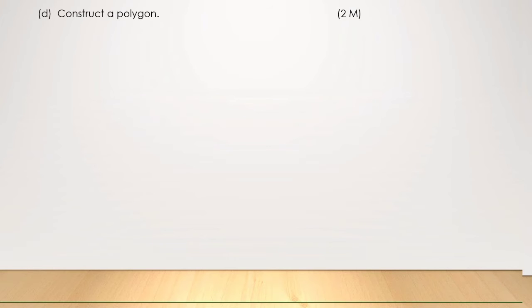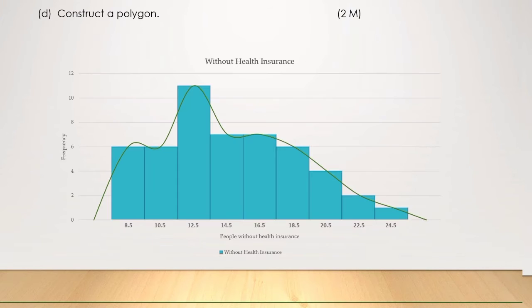Let's look at the next question. Construct a polygon. A polygon is actually quite easy. This is our previous histogram. You just need to plot the middle point of each bar and draw a line through them. So this will be the center: center of this bar, center of this bar, center of this bar. You just mark everything and then create a line through each middle point. So this will be the polygon.